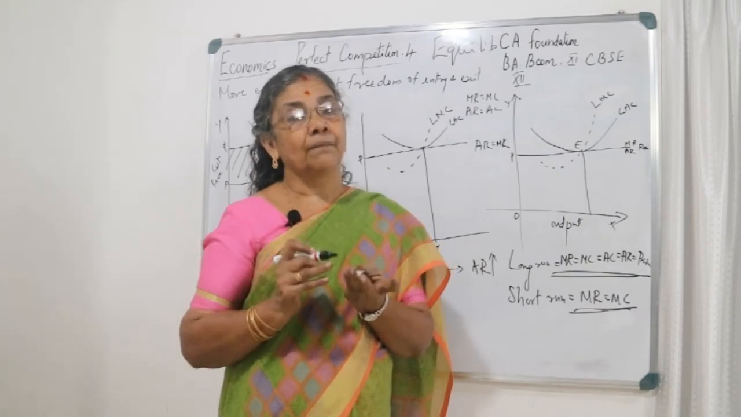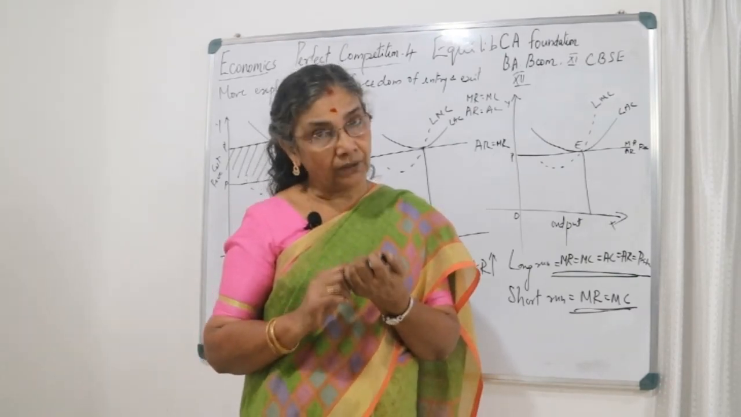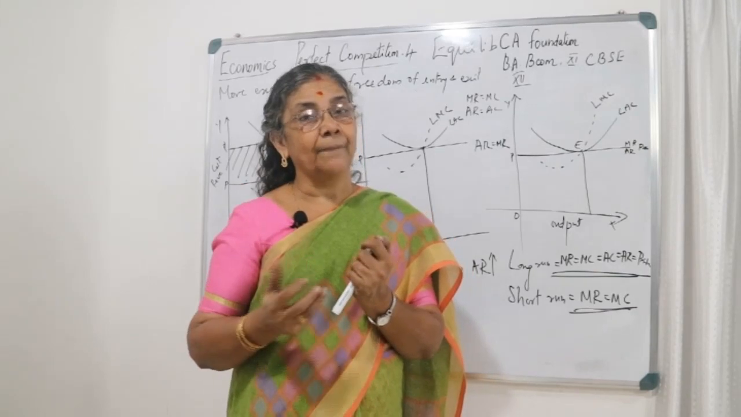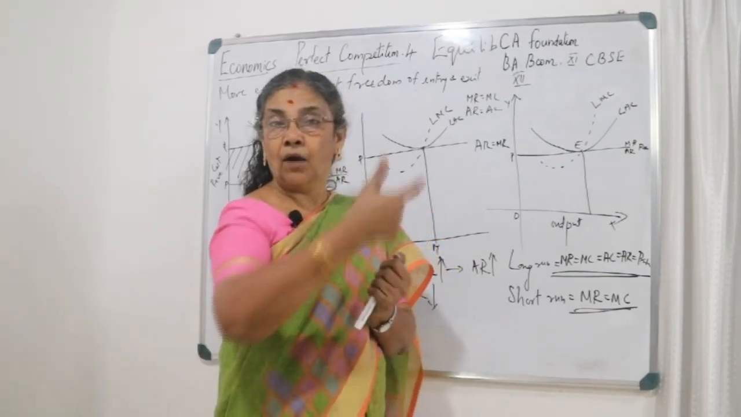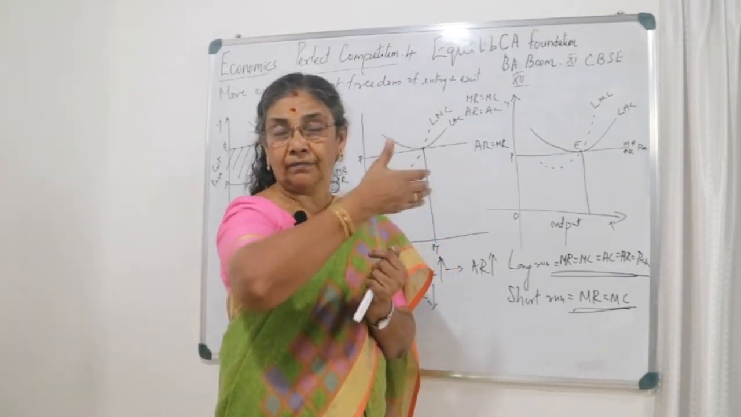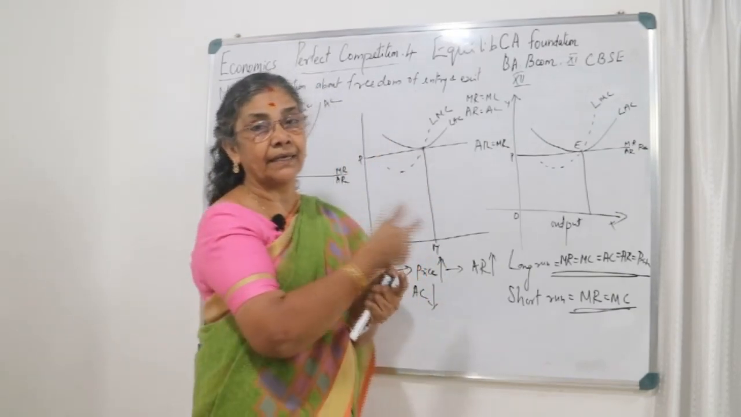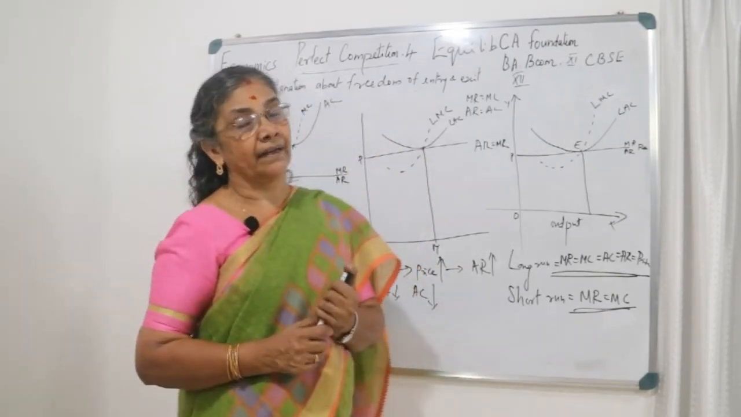So we have studied price output determination in the short run. In the last session we also studied the long run. Now how, in the short run, what happens in the long run, that we have studied with the help of freedom of entry and exit.